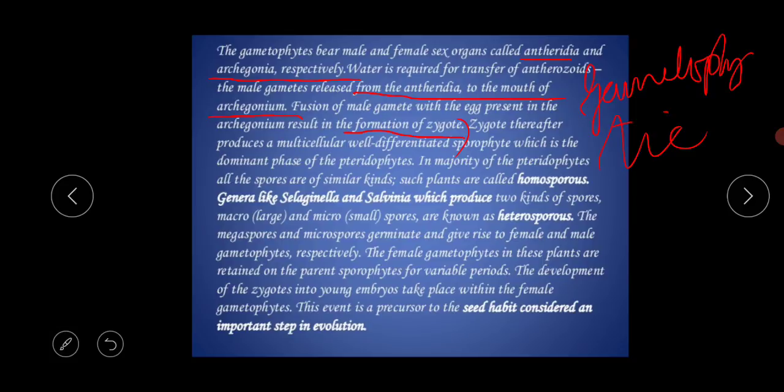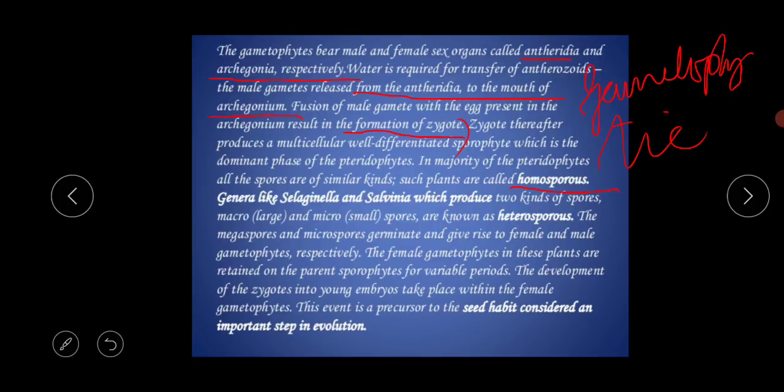In the majority of the pteridophytes, all the spores are of similar kinds. Such plants are called homosporous. What is the meaning of it? Homo means the same, so where in the pteridophytes all the spores are of similar kind, such plants are called homosporous.